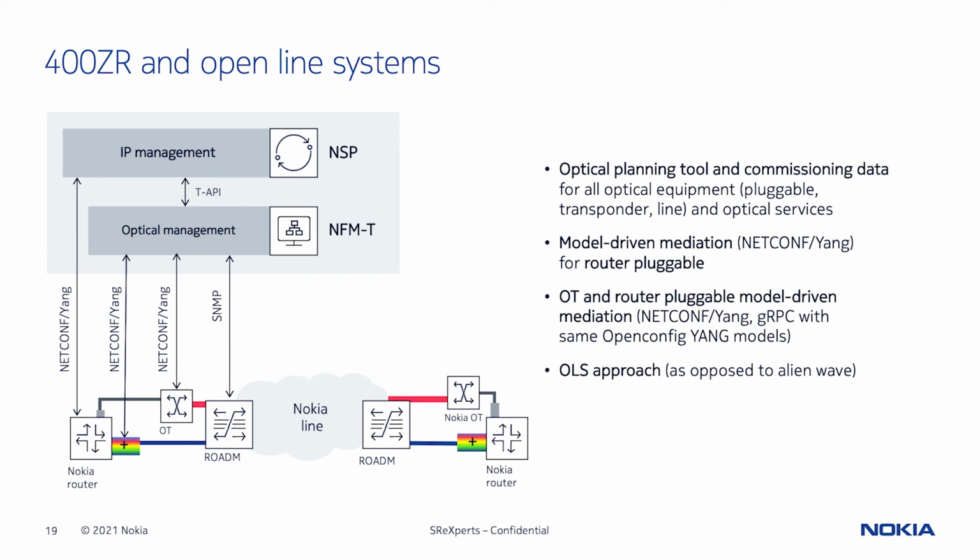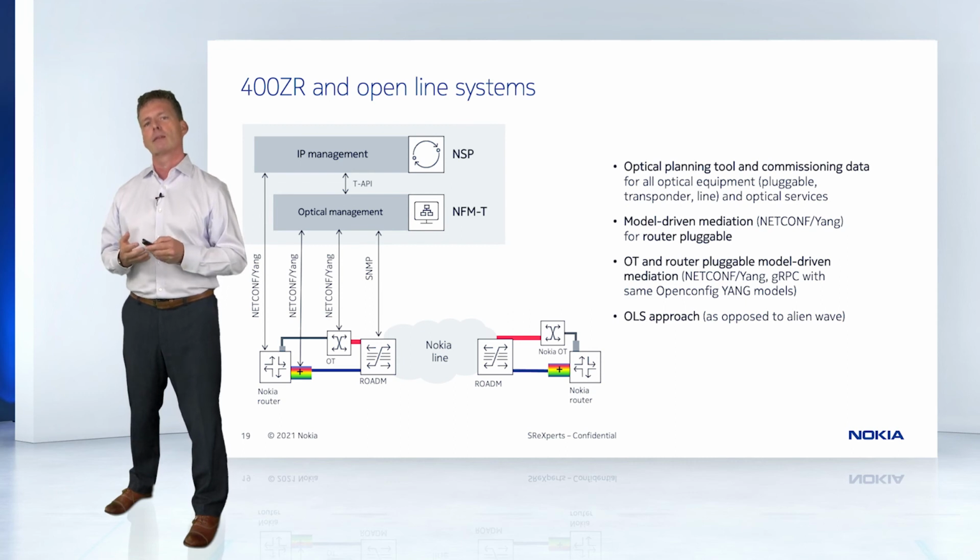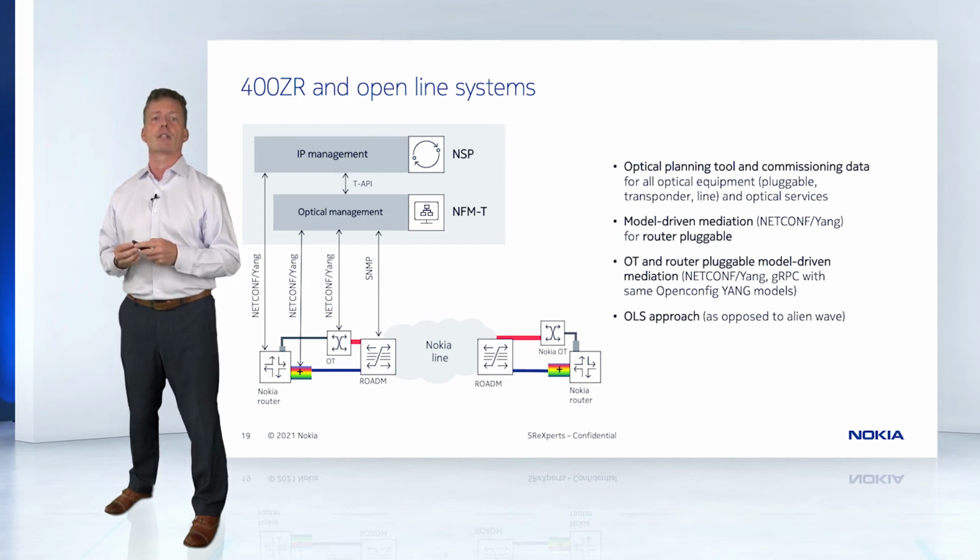So how is 400ZR going to work with open line systems? In an open line system environment, NSP uses the OpenTAPI interface to discover new ZR topologies and services and allow for new service creation using intents. Assurance is accomplished through network supervision, and in a single pane of glass, you have access to ZR connections in the context of a multi-layer view with easily displayed optical parameters such as channel, power level, and pre-FEC bit error ratios.